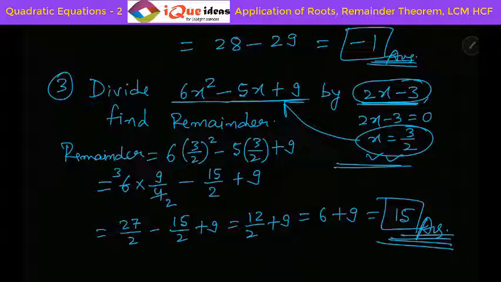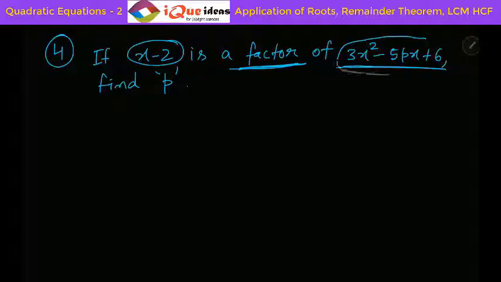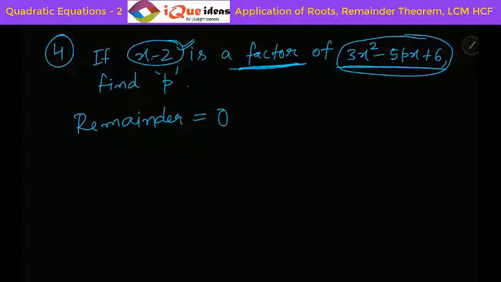All right. Now let's take a couple of tricky questions here. Now this question says if x minus 2 is a factor of 3x square minus 5px plus 6, then find p. Now here what it means is when I say x minus 2 is a factor, that means when this expression is divided by x minus 2, remainder should be equal to 0. Right? Remainder should be equal to 0. Why? Because x minus 2 is a factor. Okay, so when it is divided by x minus 2, remainder should be 0.